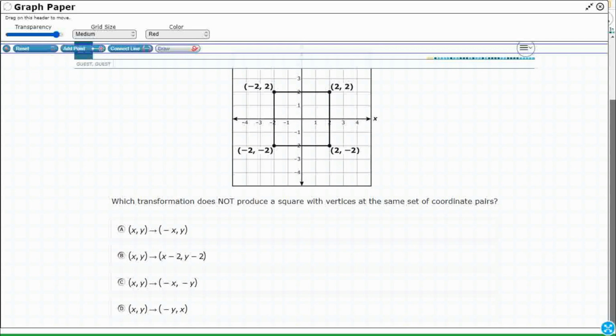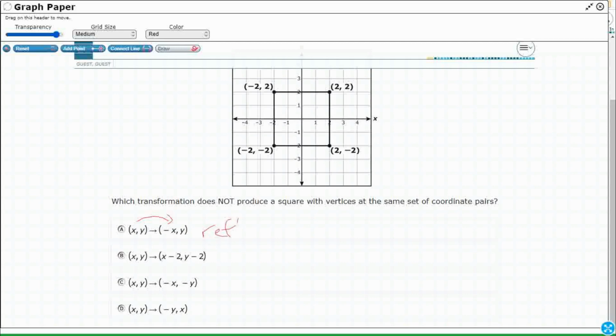Now, some of us might recognize what some of these transformation rules do, but if not, we can just graph them. Let's take a look at A. When you're looking at this (x, y), you're noticing that the x gets changed to a negative x, and the y stays the same. Hopefully, we recognize this as a reflection across the y-axis. But if not, let's just graph it and see what happens.